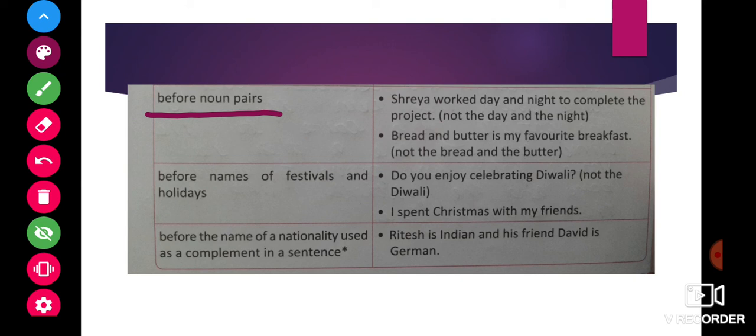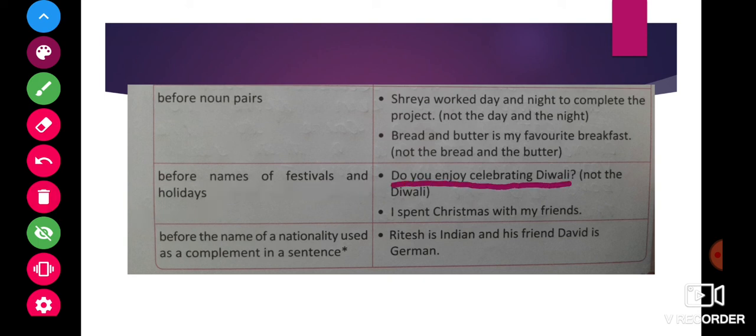Before noun pairs. That means while using two nouns together, we do not use articles. For example, Shreya worked day and night to complete the project. Here we have the noun pair day and night. We do not say the day and the night. That is wrong. Bread and butter is my favorite breakfast. Here we have one pair consisting of two words, bread and butter. So here we do not write the bread and the butter. That will be wrong.